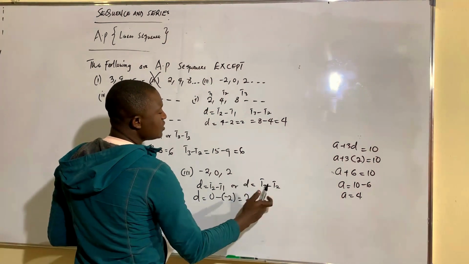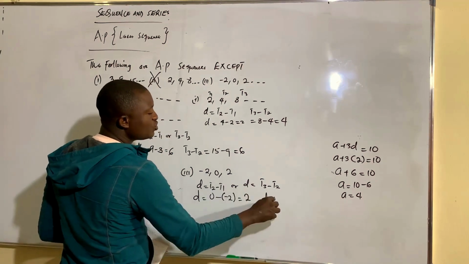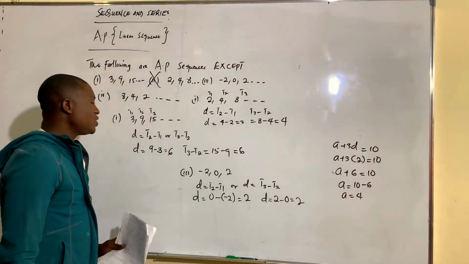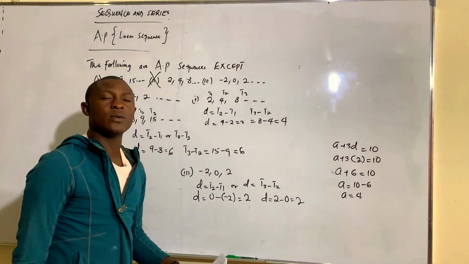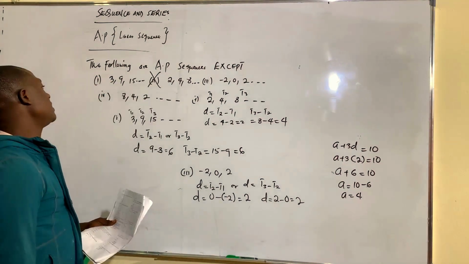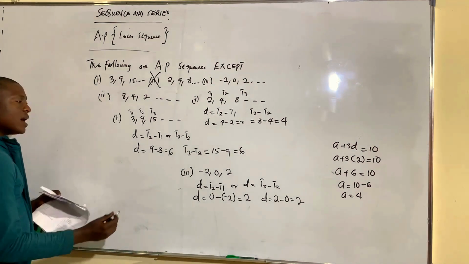So let's take a look at this one as well. Third term minus second term. The third term we have here is 2. Second term we have is 0. So 2 minus 0, of course, we have 2. That means this one also satisfies the condition to be an AP. Now, if you look at the last one, can that one also be an AP? So let's check if it's going to be an AP.